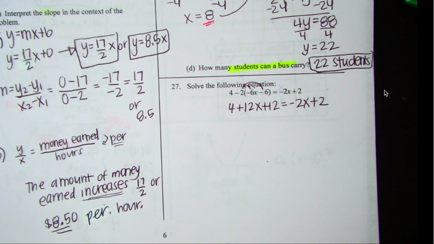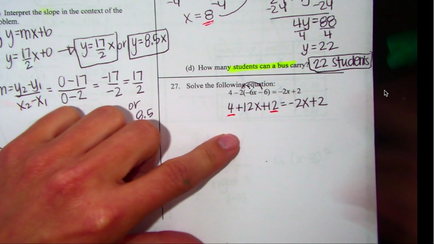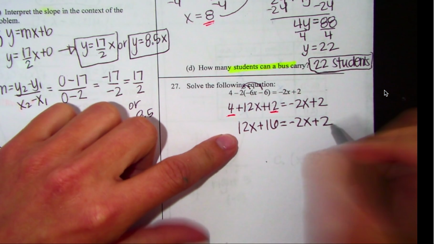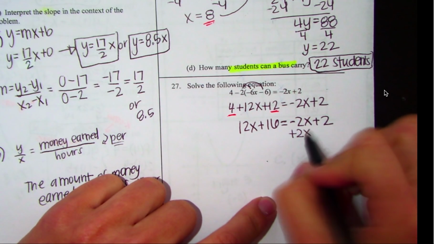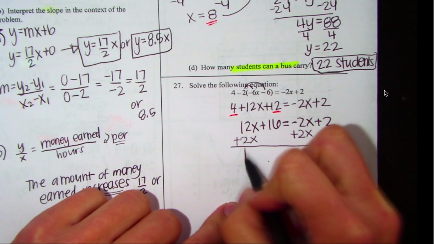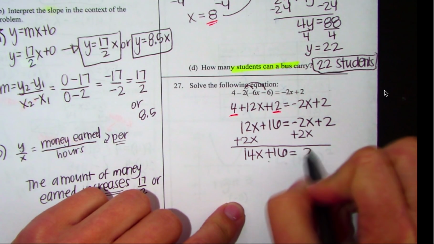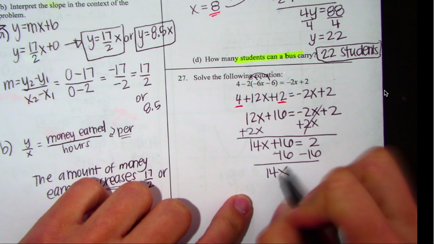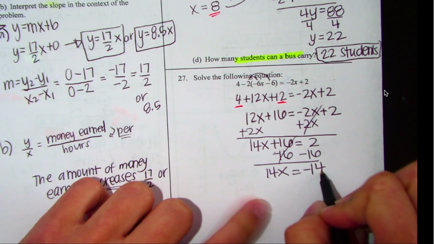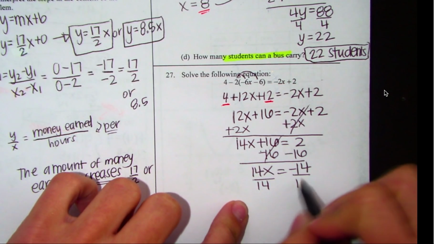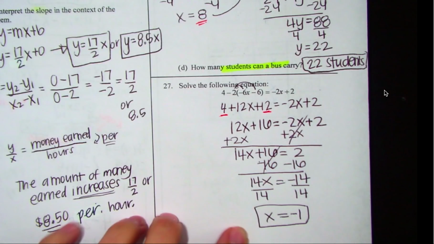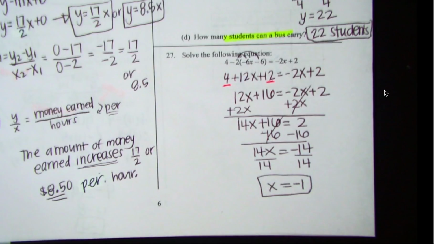I need to get rid of parentheses. Next thing I'm going to do is combine like terms. So I'm going to combine 4 and 12. That's going to give me positive 16, and I'm going to copy down the rest. Next step, I'm going to move this 2x to the other side by adding 2x. 14x plus 16 is equal to 2. I'm going to move the 16 to the other side. 2 minus 16 is negative 14. Divide by 14. Negative 14 divided by 14 is negative 1. So my answer is x equals negative 1.